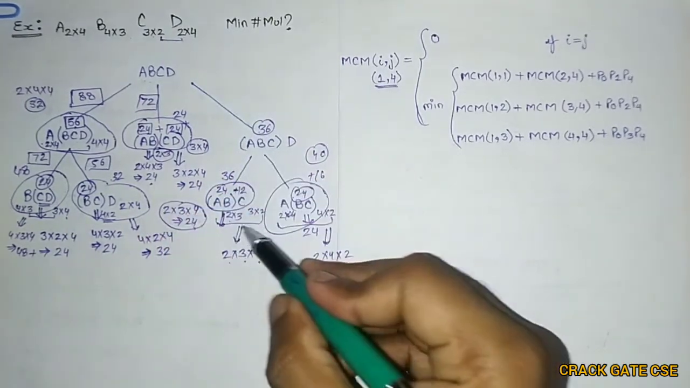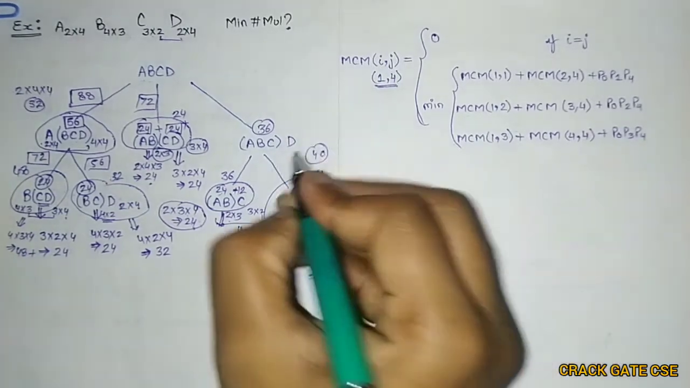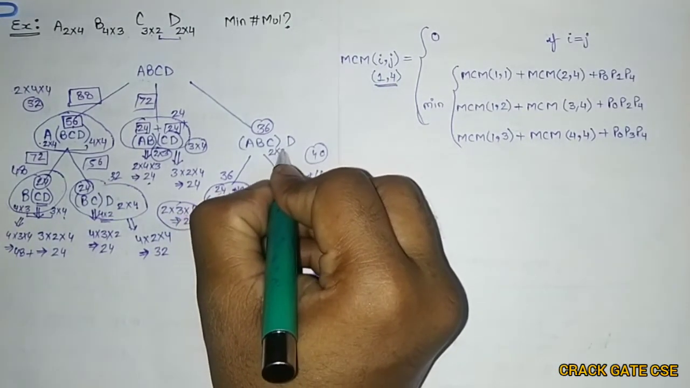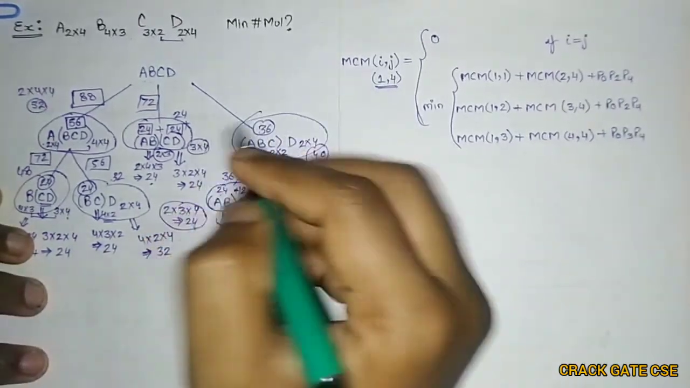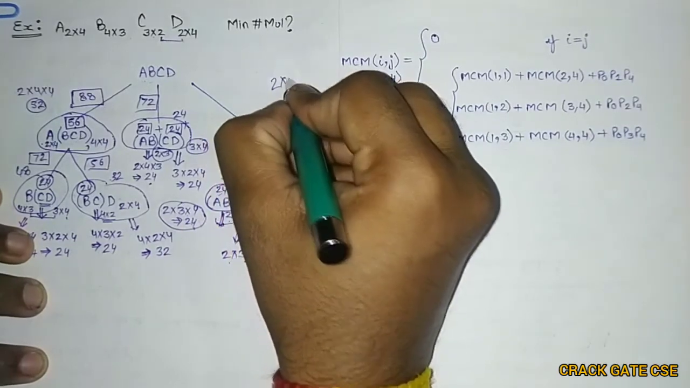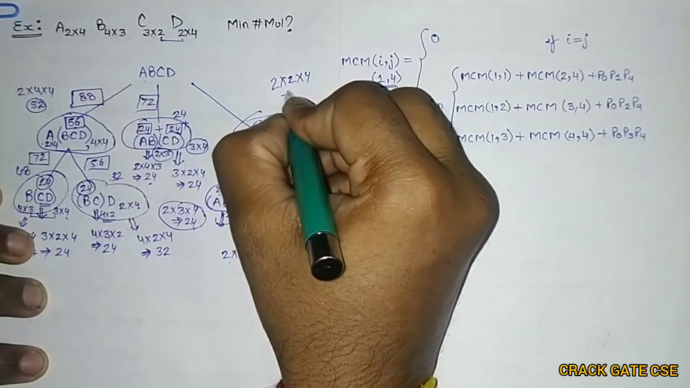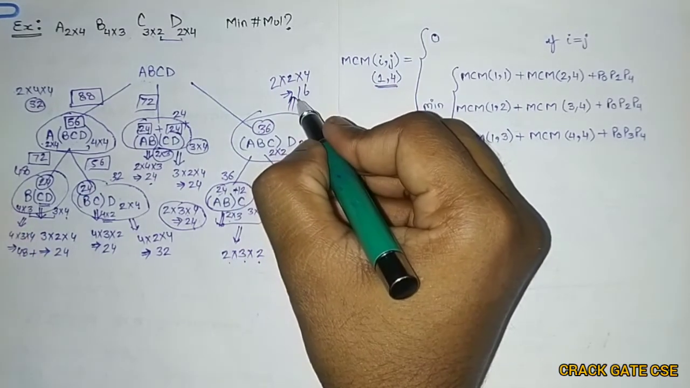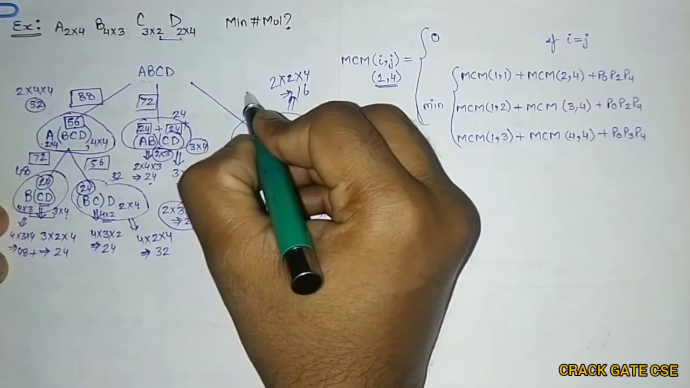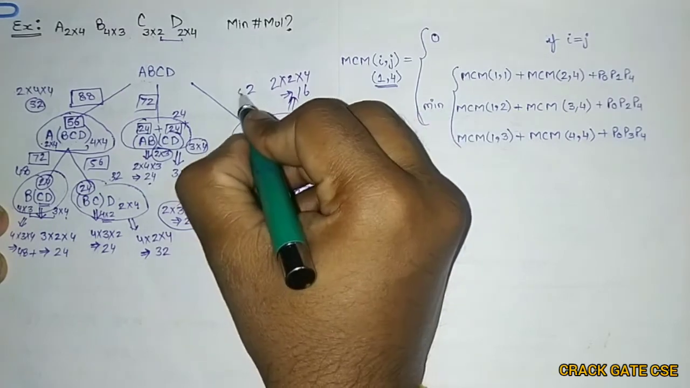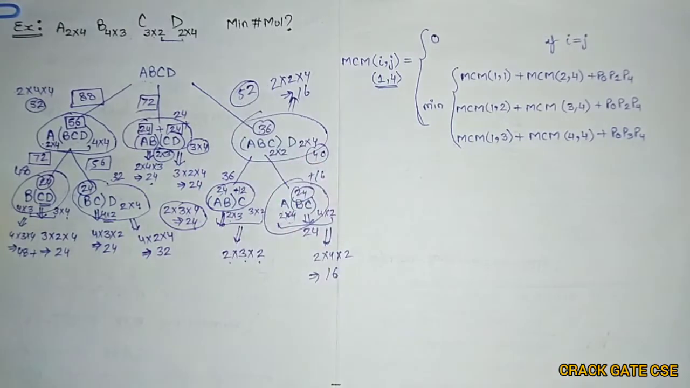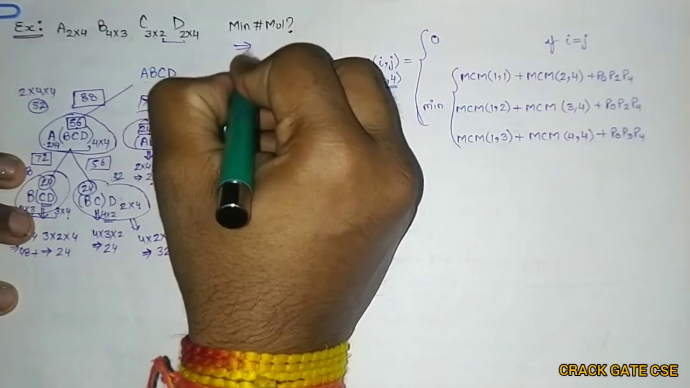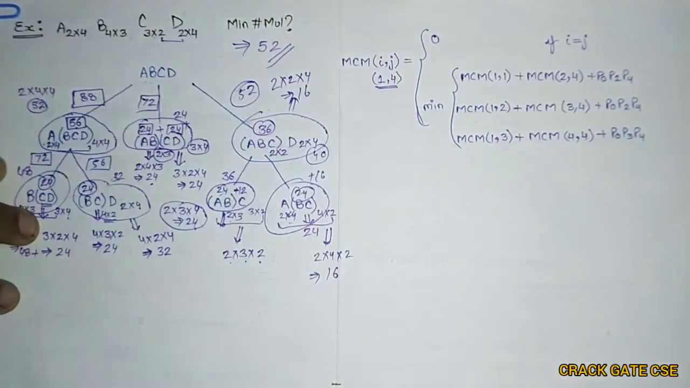Now ABC will be of 2 by 2. You can check from any of these two. So this will be of 2 by 2, and D is of 2 by 4. If I multiply them combined, it will give me 2 by 2 by 4, that means 16. And if I sum this 16 with this 36, it will be 52. So now you can see that among these three approaches, this 52 is giving me the better option as the minimum number of multiplications. What will be the answer? 52 will be the right answer.